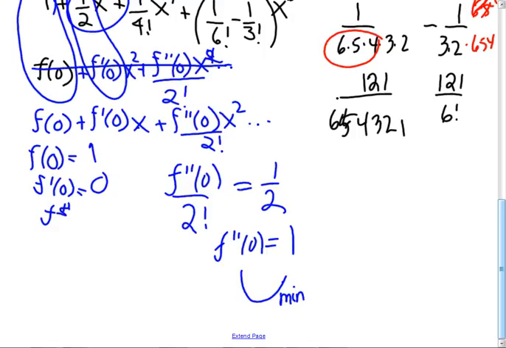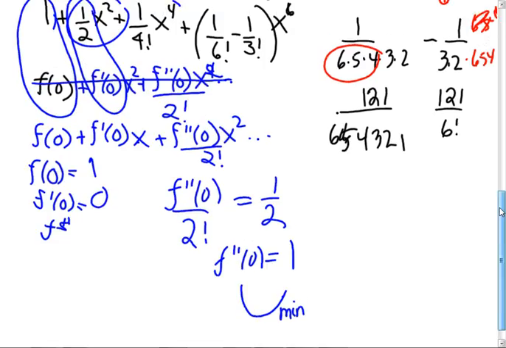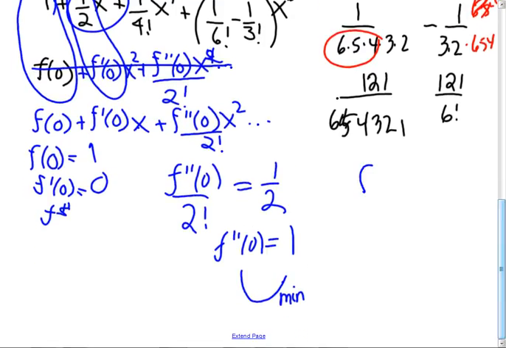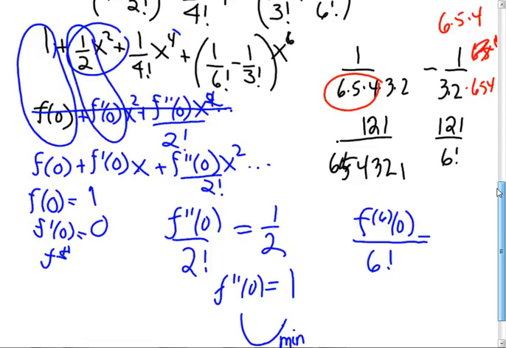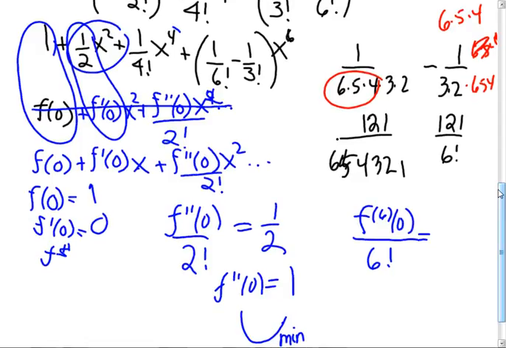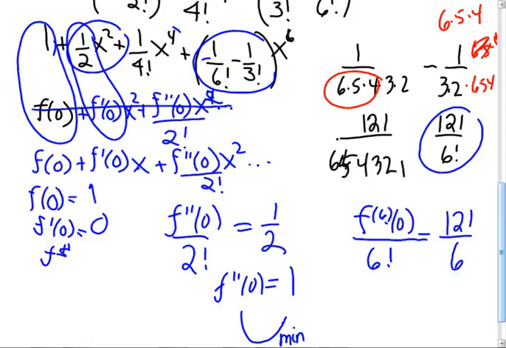Okay, so how do you find the sixth one? They want you to find the sixth derivative at 0 over 6 factorial. That's the coefficient of this x to the 6th. This divided by 6 factorial is the coefficient of this, which should have been both minuses here, which we figured out was this thing. So it's 121 over 6 factorial. Oh, what's the sixth derivative?